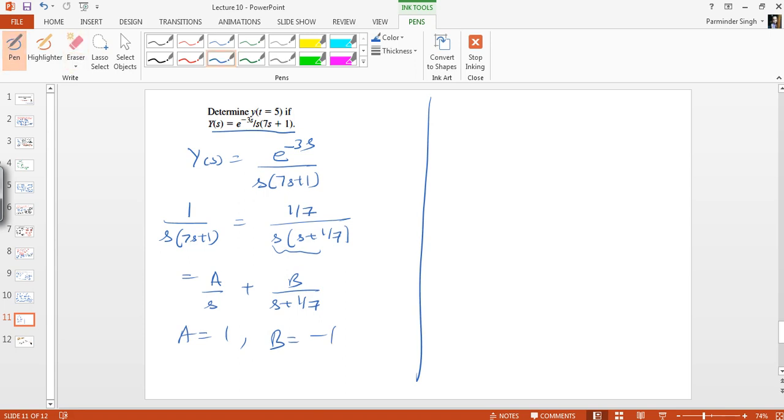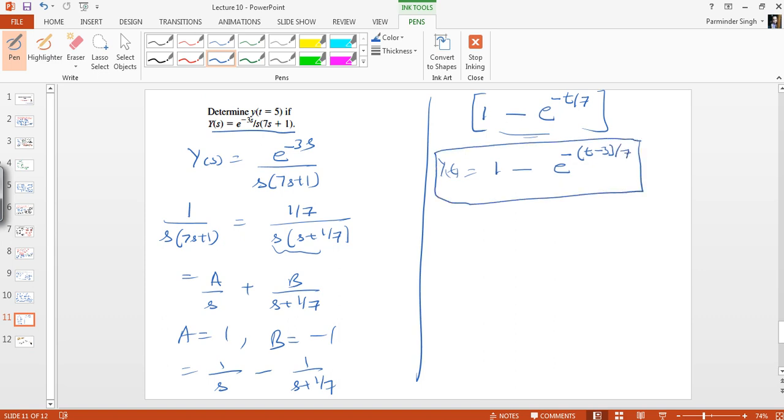Clear? A is 1, B is minus 1, so it can be written as 1 over s minus 1 over (s plus 1 by 7). If you take the Laplace inverse, this becomes 1 minus e to the power minus t by 7. Clear? So this is the response for this term, but now we have e to the power minus 3s, so simply replace t by t minus 3. So your y(t) will be nothing but 1 minus e to the power minus (t minus 3) by 7. So that's your response, that is y(t).